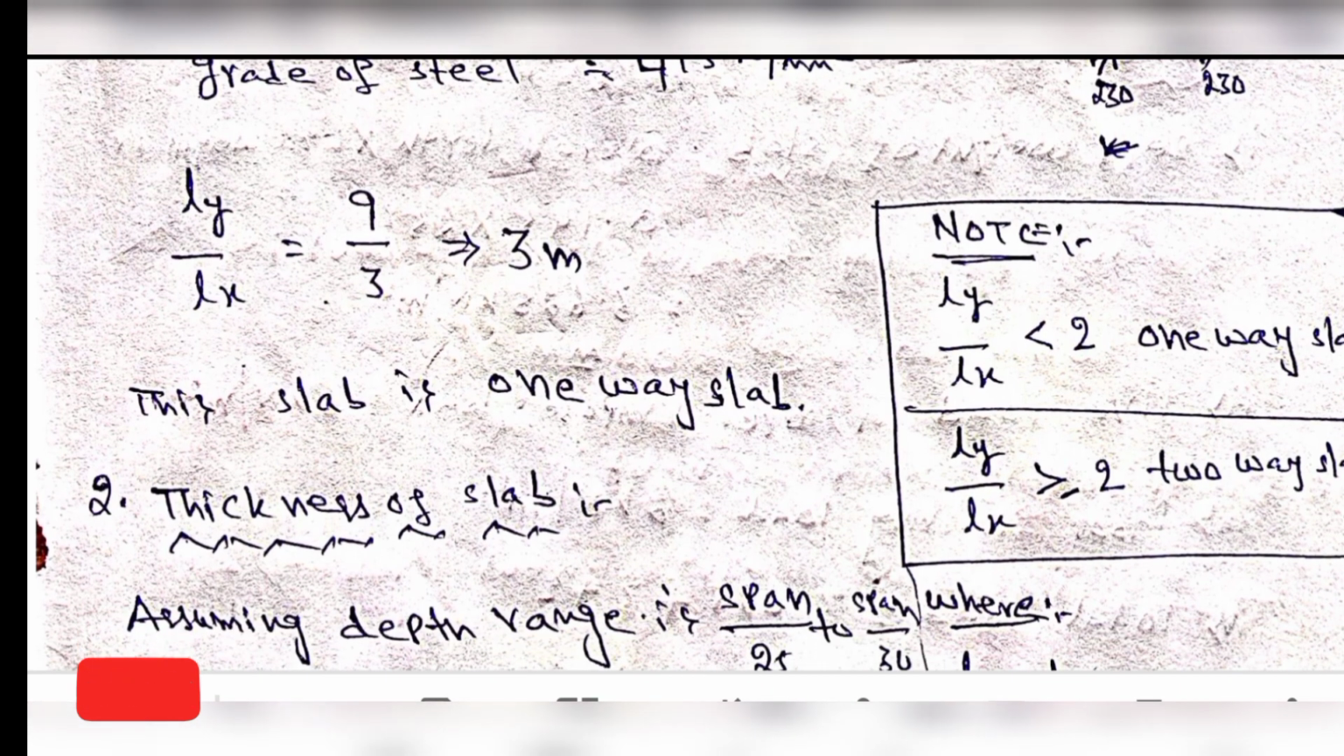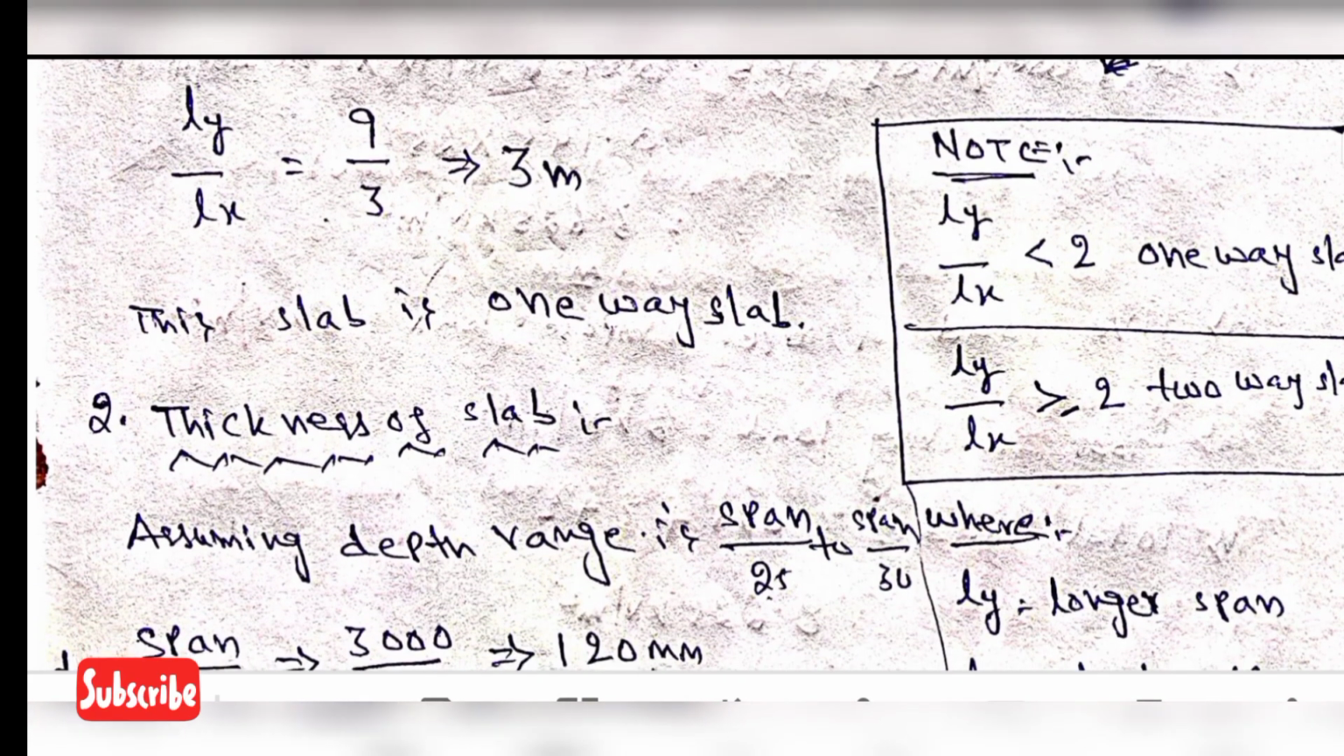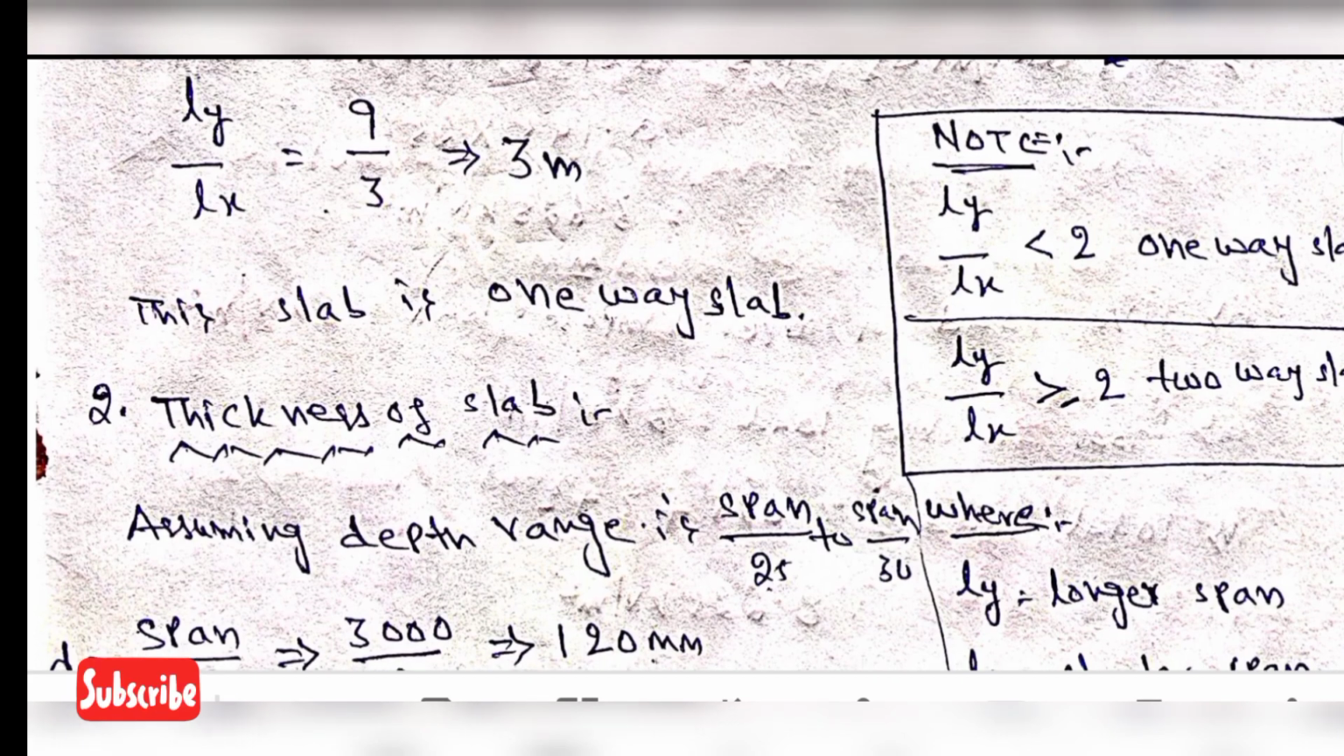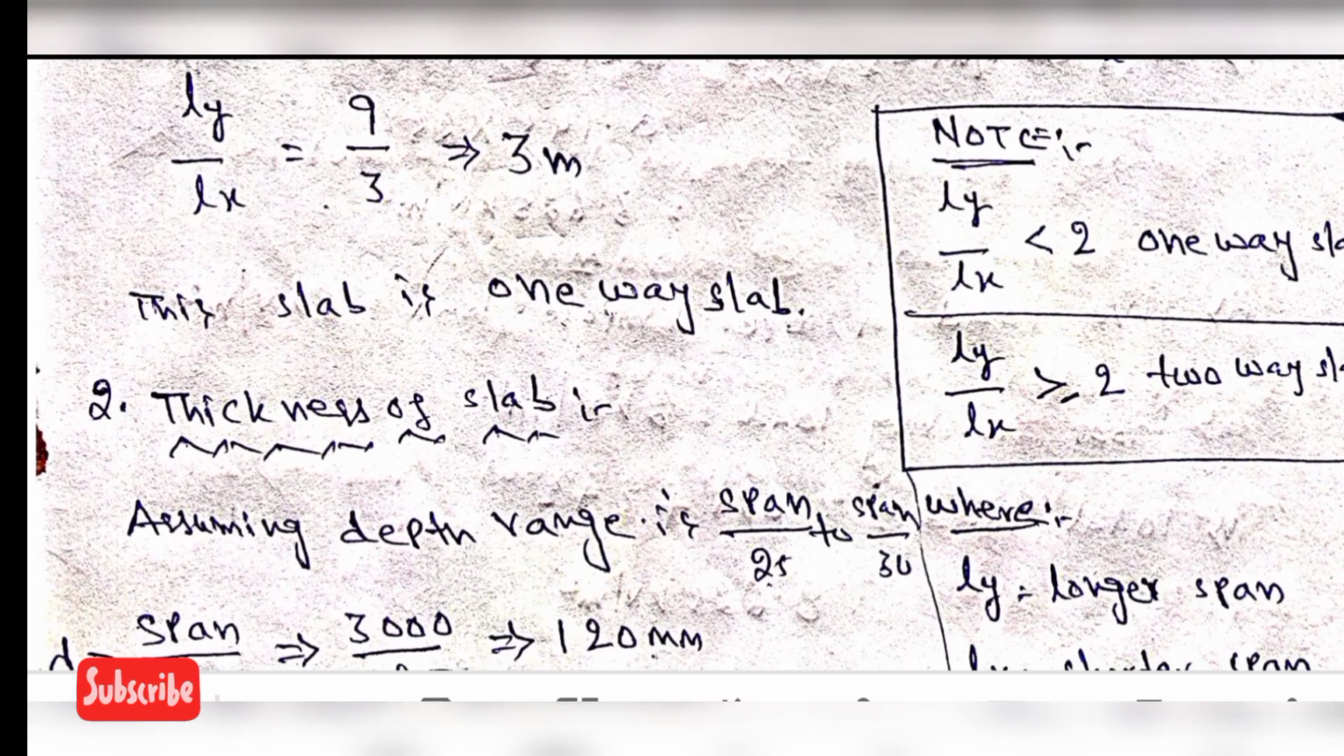For example, the ratio of longer span to shorter span greater than 2 is called a one-way slab. The ratio of longer span to shorter span less than or equal to 2 is called a two-way slab. Here the longer direction is 9 meters, shorter direction is 3 meters. Then 9 by 3 is equal to 3, which is greater than 2, so this is called a one-way slab.